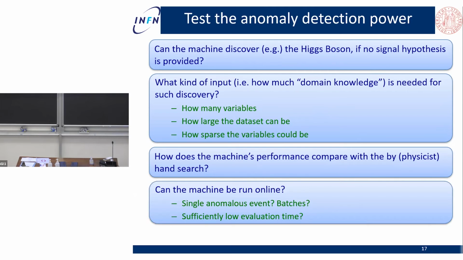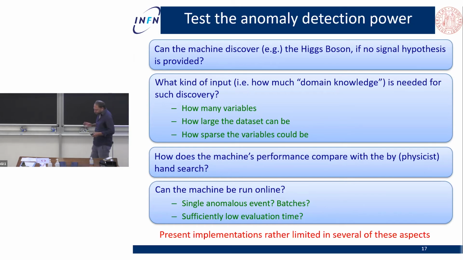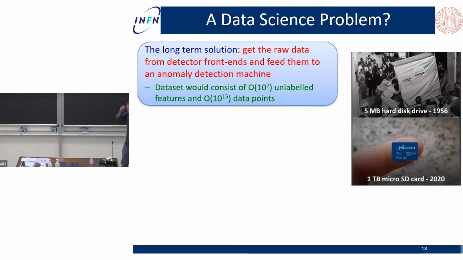And furthermore, can your anomaly detection machine run online? Is it looking at single events, or at batches? How large are the batches, and especially how low is the evaluation time? Can it actually be run online? The fact is that presently, all the algorithms that I'm aware of have rather severe limitations in several of these aspects.